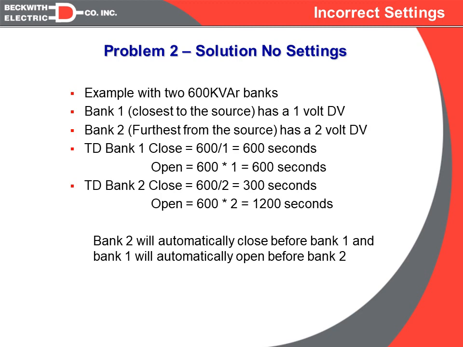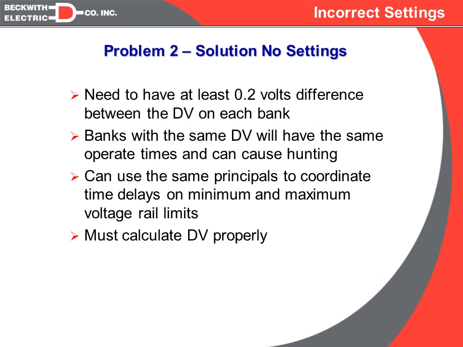We can also use the same time delay calculation to help us with our voltage rails, our min and max rails. Obviously, if we have every cap bank set to open at 126 volts, we don't want them to all have the same time delay, or we may get multiple banks operating at the same time. So not only do we have to have different time delays for our open and close, but we really want to have different time delays for our min and max rails, and we can use the same principle for both.